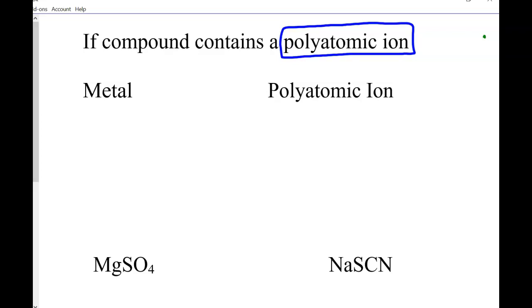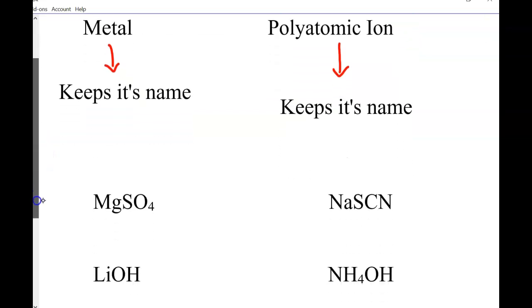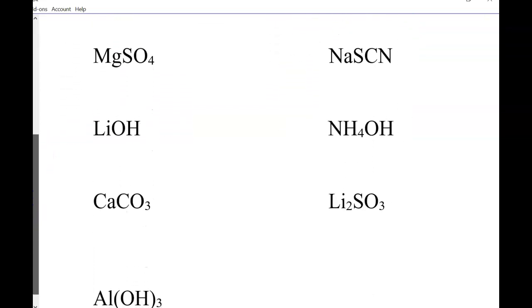So I have the convention here for when you have a metal and a polyatomic ion. The metal, same thing, keeps its name. And guess what? The polyatomic ion also gets to keep its name. And that's because the polyatomic ion is already named based on being an ion. So you memorize those names so that it's easy for you to recall them now. All right, so let's do 2 examples, and then you're going to do some examples on your own.